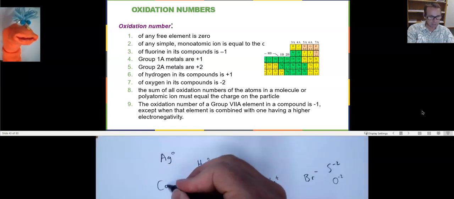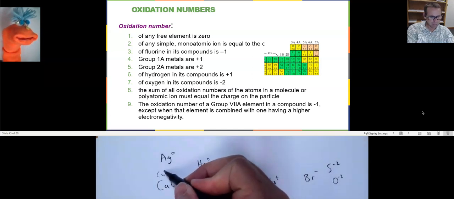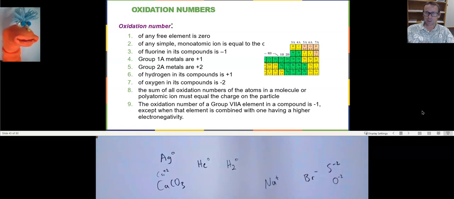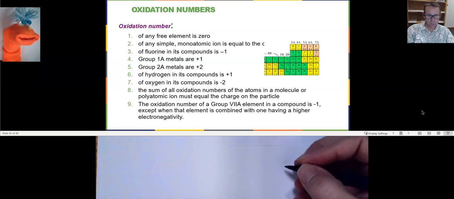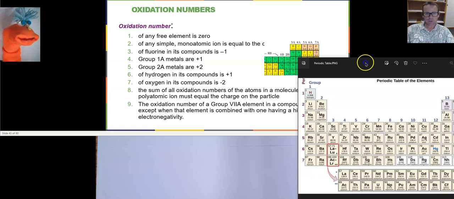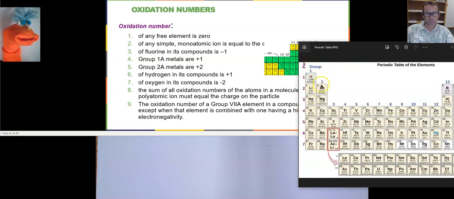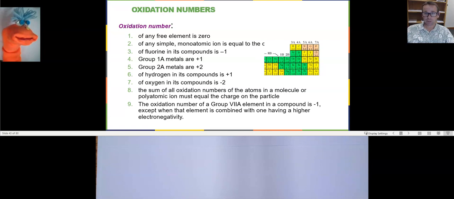Therefore, if we look at a compound like calcium carbonate, what's the charge on the calcium in this compound? That's a +2. That's right. And so the calcium has a +2 oxidation state, because it's a simple monatomic ion. That's the second rule. The third one is that fluorine is going to be -1 in its compounds. Rule 4, group 1A elements, which are the first column here, are going to be +1, and group 2 is going to be +2. Now those rules are already pretty straightforward, right?